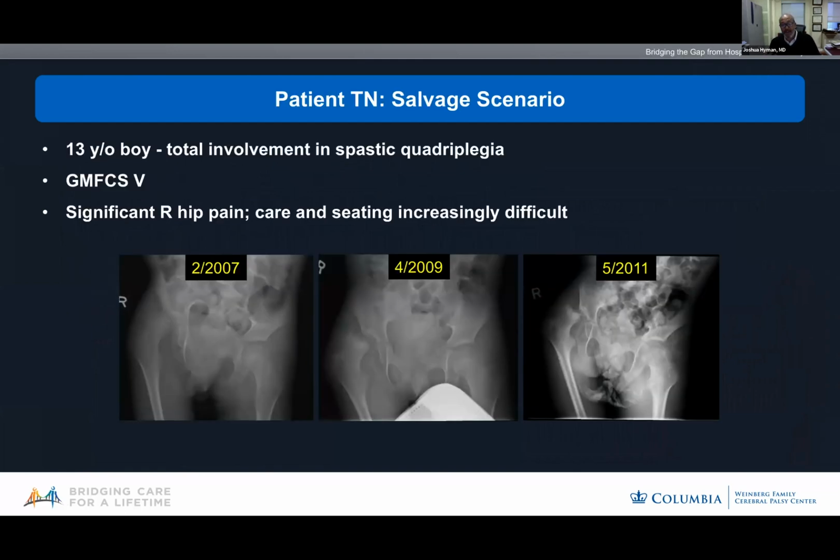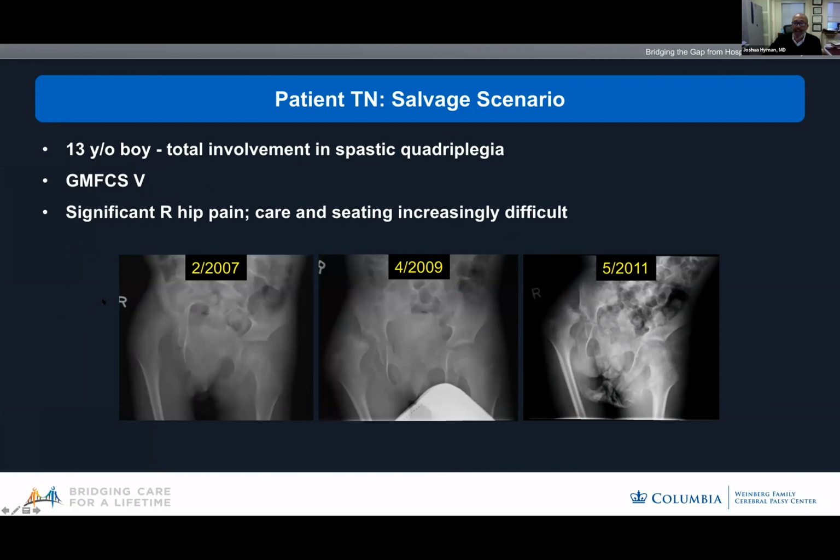This is a child who is beyond the reconstructive scenario. This boy is 13 years old, again, GMFCS level 5. And at this point, you see where the hip is degenerated, that the head is no longer round. He is having significant hip pain and difficulty with seating and dressing.